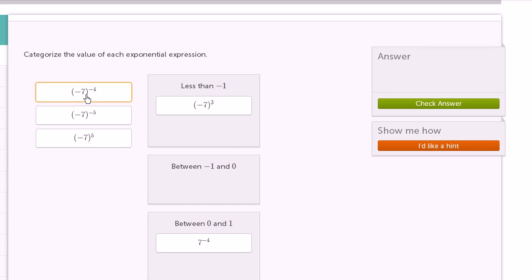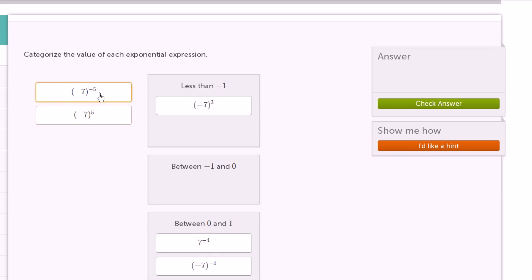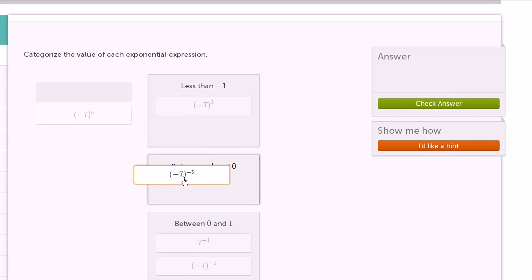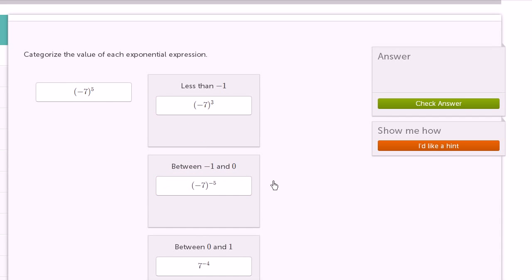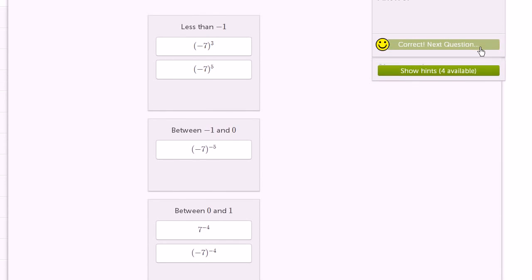Negative 7 to the negative 4th. Well, we already determined, especially because this ends up being 1 over negative 7 to the 4th power, and that's an even exponent. It ends up being the same as 7 to the negative 4th. And then you had negative 7 to the negative 5th power. So once again, that was going to be 1 over negative 7 to the 5th power. And so we found that to be between negative 1 and 0. And then finally, this right over here is going to be negative, and it's going to be a very negative number. It's less than negative 1. And so those are our choices, and we can check our answer, and we got it right.